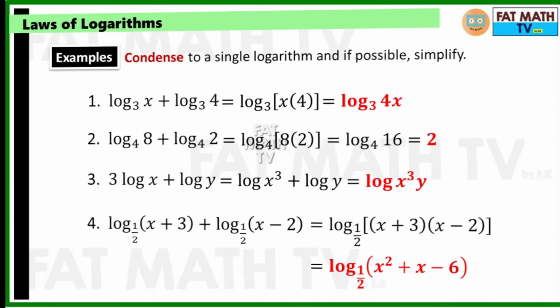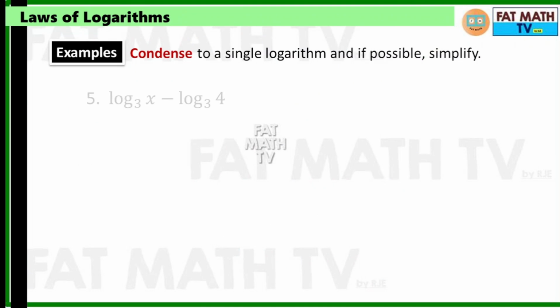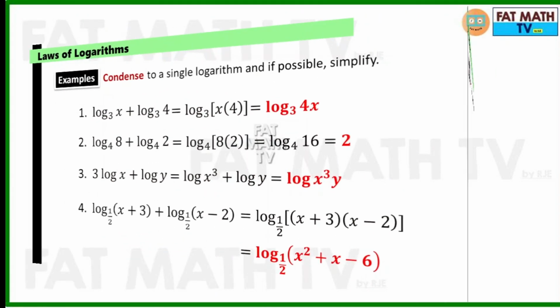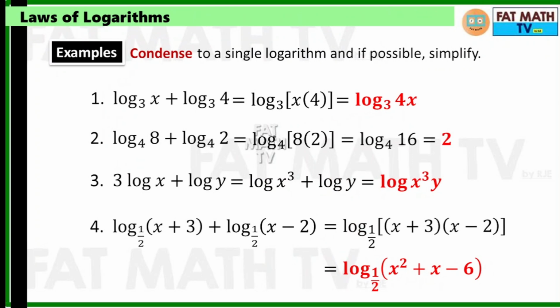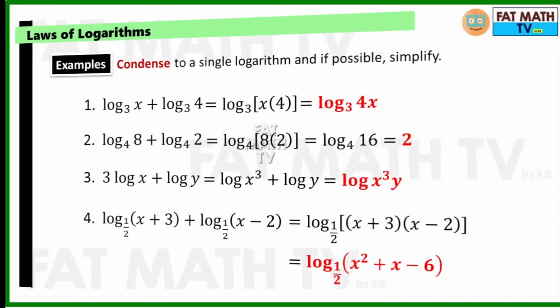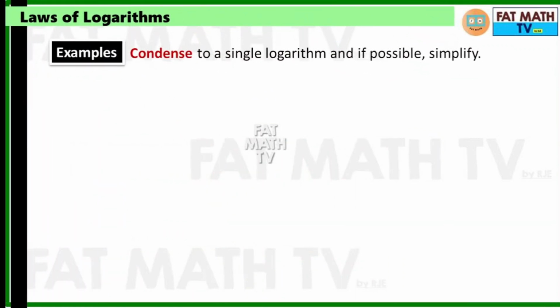Okay, so this is not yet exercises. Here in numbers 1 to 4, these are all sums. So if these are all sums, then our answers are all logarithms of the product. In examples 5 to 8, we will have logarithms of quotients.